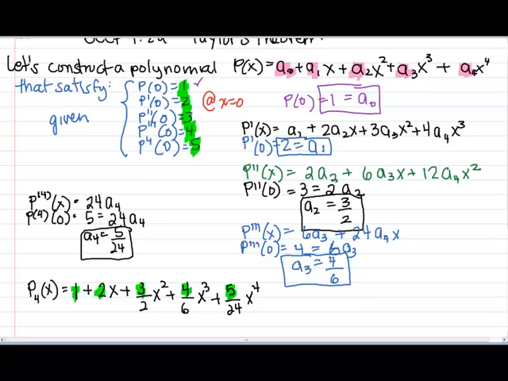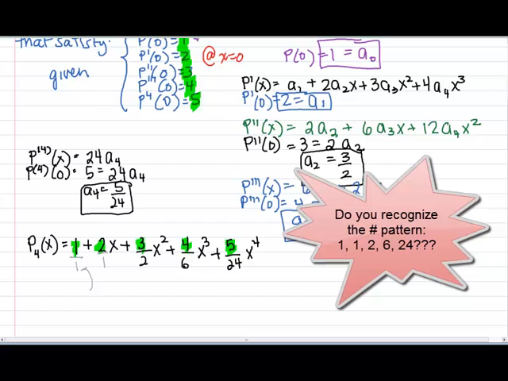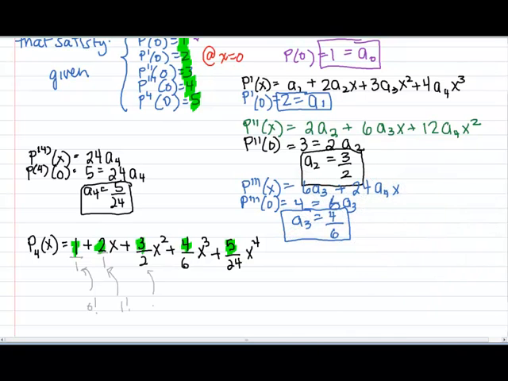Now, I want you guys to just take a look and see where these numbers 2, 6, and 24 might have come from. These fractions as over 1 over here, do you notice anything? That's actually 0 factorial, 1 factorial, 2 factorial, 3 factorial, and 4 factorial.